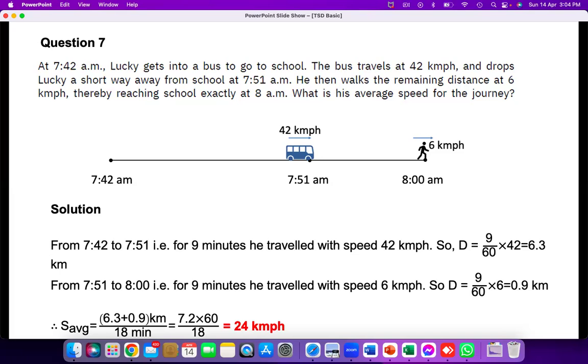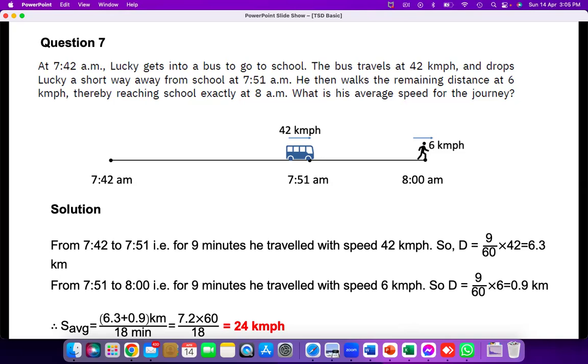Bus starts at 7:42 and drops the guy at what? 7:51. It means for how much time it traveled? 9 minutes. And what is the distance traveled? So we can calculate the distance because speed is already given, 42 km per hour. Correct. So 42 into 9 by 60. Why am I dividing by 60? Because 9 is in minutes. So to convert that into hours, I need to divide it by 60, because the speed is given in kilometer per hour.